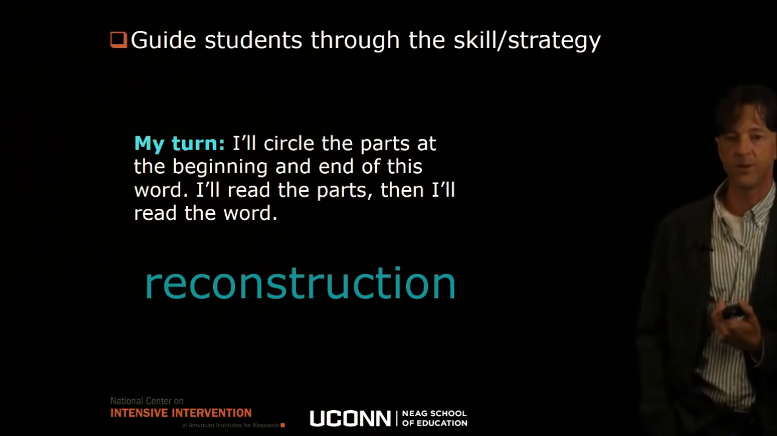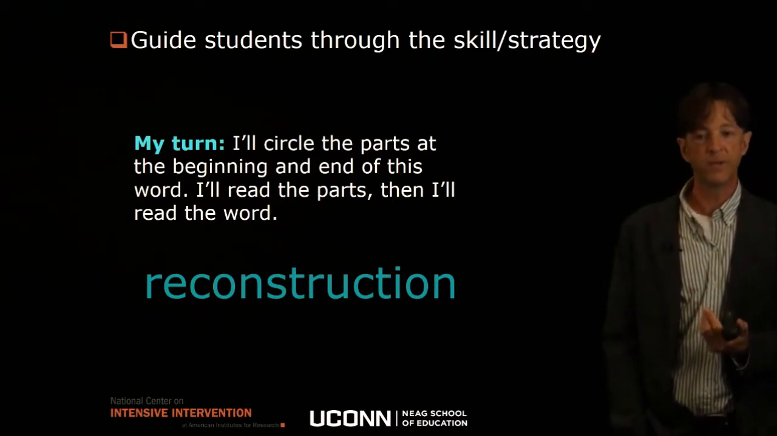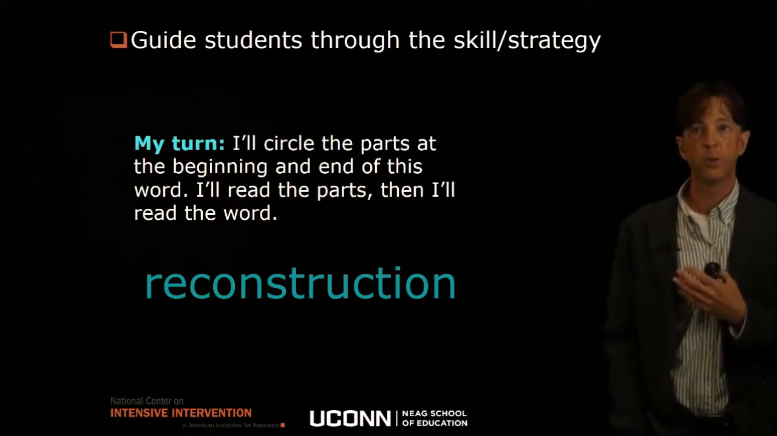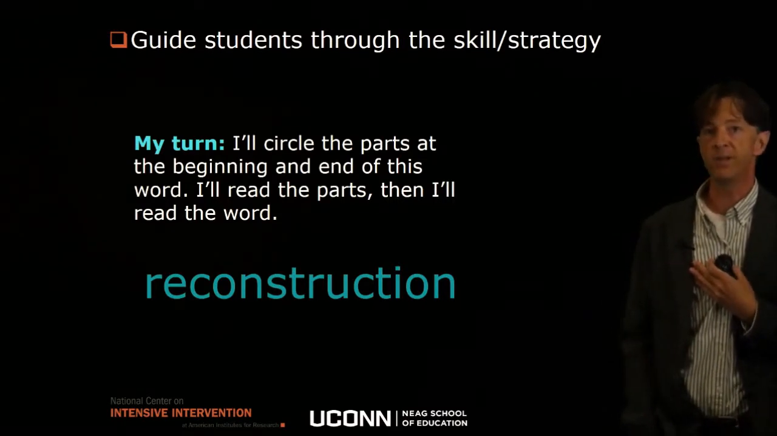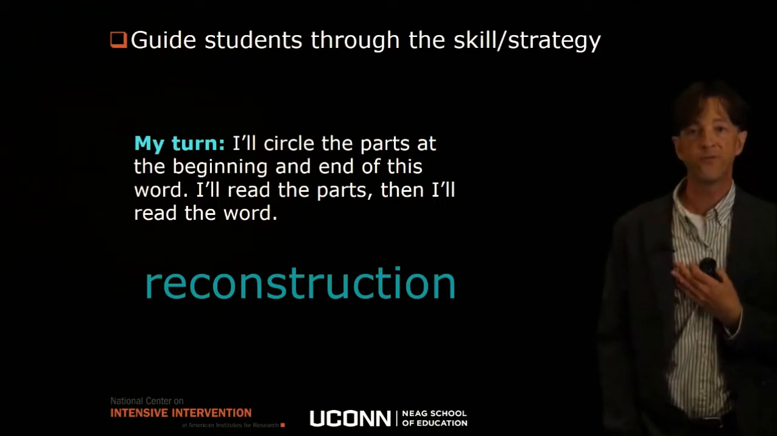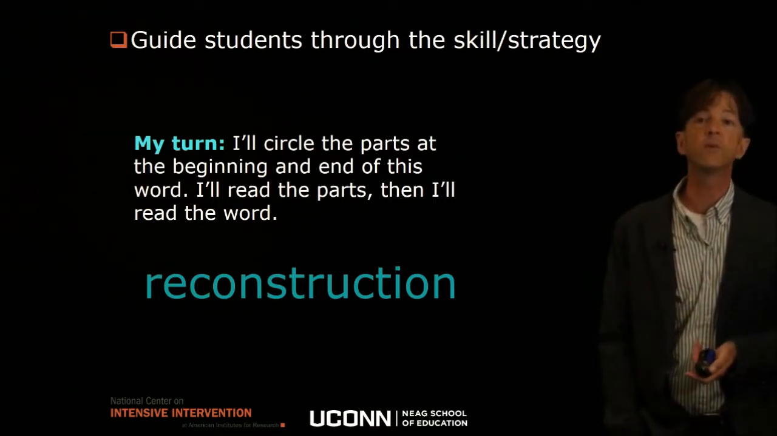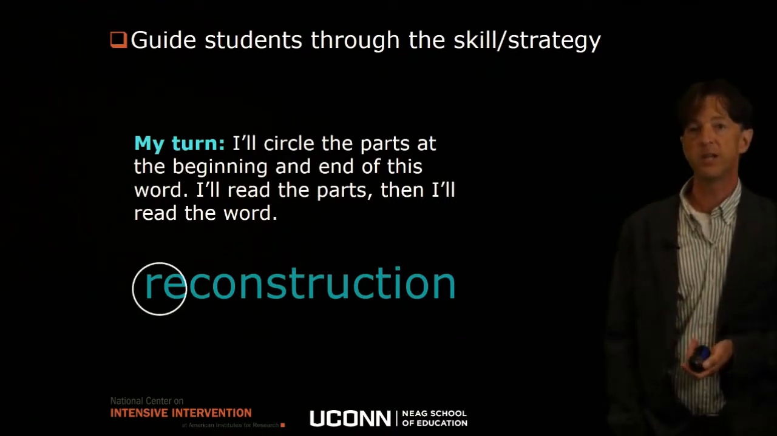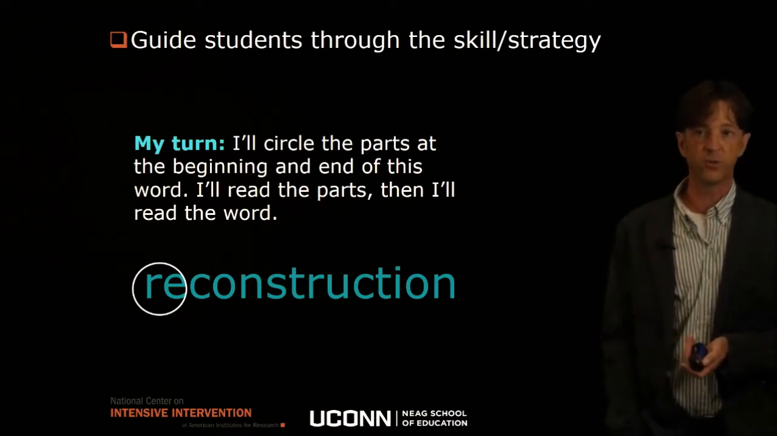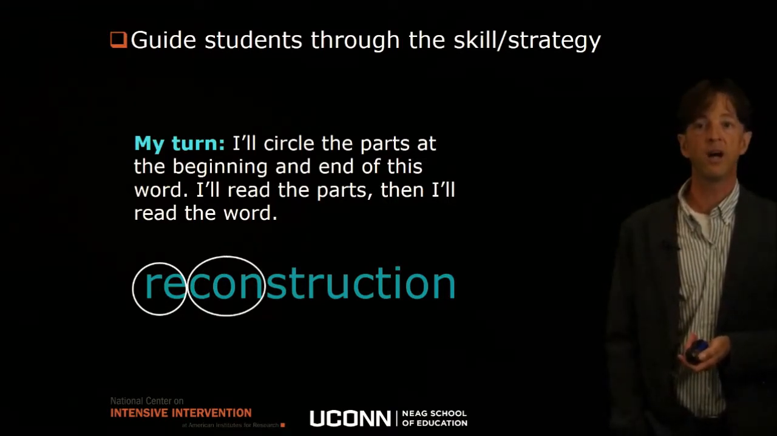This is an example that focuses on strategy for reading polysyllabic words. So my turn. I'll circle the parts at the beginning and end of this word. Then I'll read the parts and then I'll read the word. First I'm going to look for parts at the beginning of the word. All right, I see a part that we've learned, and that's re, so I'll circle it. Now, I see another part at the beginning of this word that we learned, and that's con, so I'll circle that too.